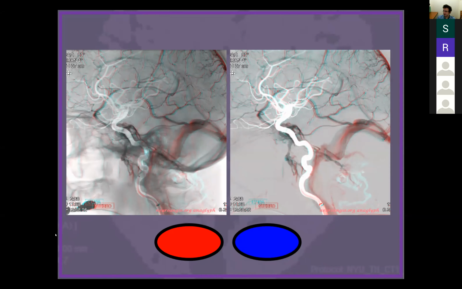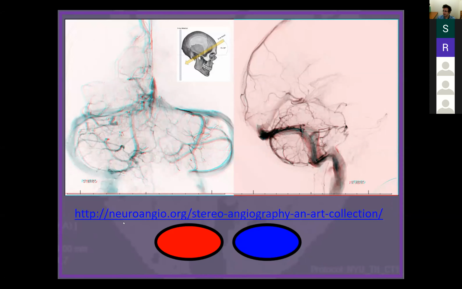You can have all kinds of depths. This is a nice demonstration of the inferior extent of the cavernous sinus over here, some of the drainage into the pterygopalatine venous plexus. That's a very common place where that structure tends to drain.